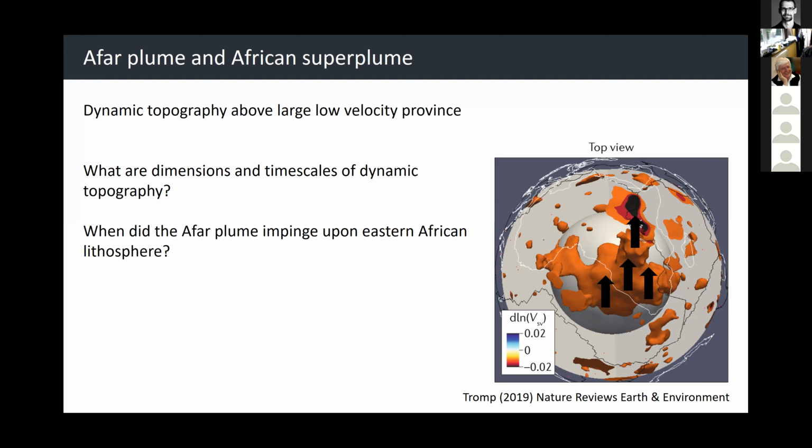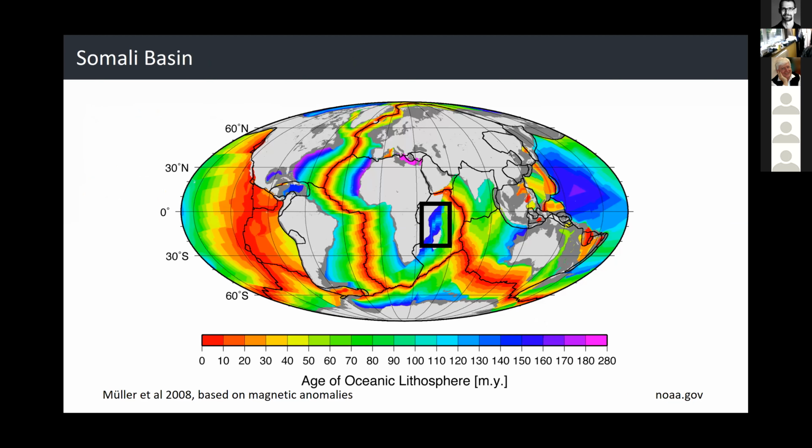So for that, we need to focus on the Somali Basin that you can see here in the black box. The Somali Basin formed after rifting and continental breakup, which occurred probably around 165 million years ago, and seafloor spreading ended around 120 million years ago. So this means that the Somali Basin has been tectonically quiet for a very long period of time, which is important for the remainder of our talk.